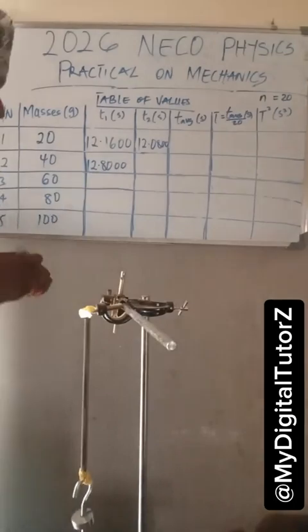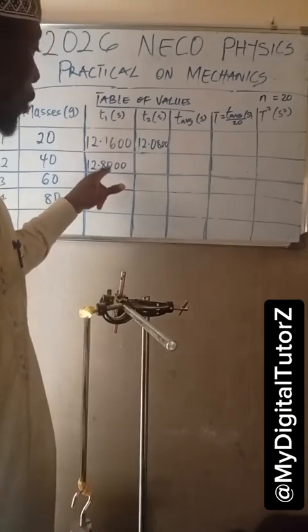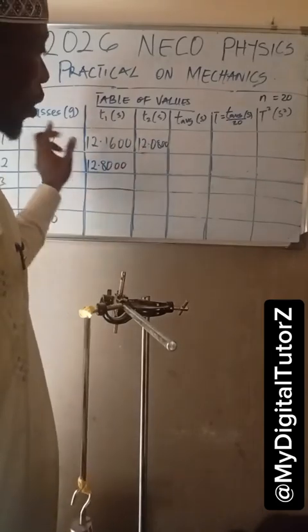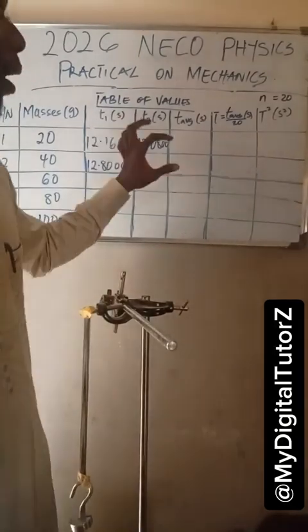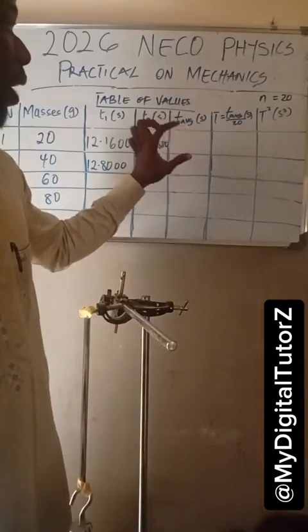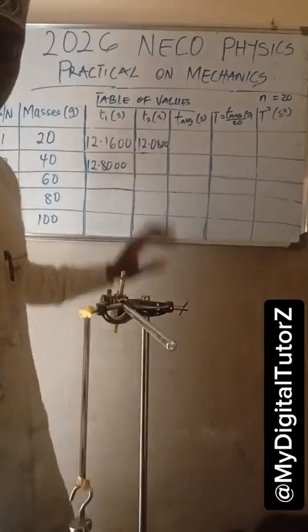12.8000. Make sure that there's consistency. One shouldn't be in 3 decimal places, another one in 2 decimal places, another one in 4 decimal places. All your table of value must be in 4 decimal places. That is one thing the examiner is going to look at when he or she is going to mark your table of value. Please take note of that.